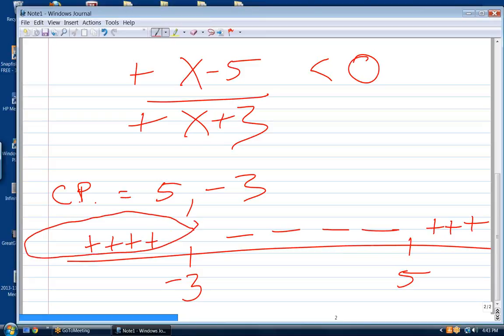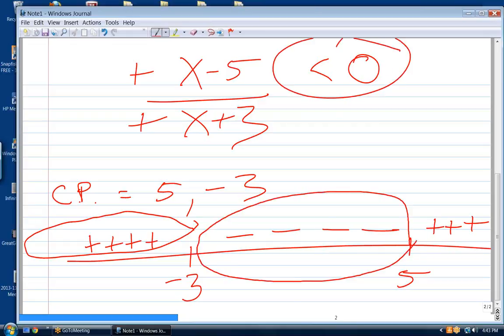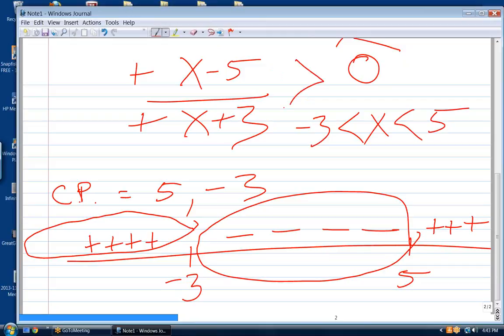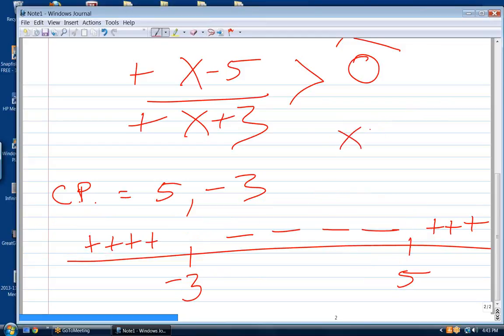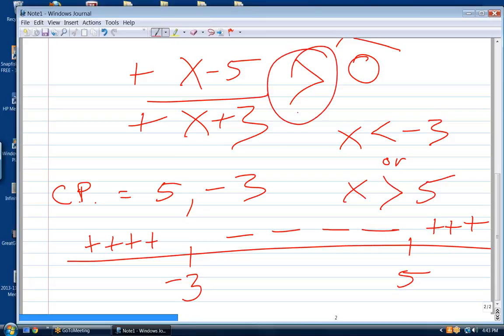Okay, so if I'm looking for everything that's less than 0, that's my result. x has to be greater than minus 3 and less than 5. If the question said greater than 0, well, now my answer is x has to be less than minus 3, or x has to be greater than 5, because we would be looking for pluses, not minuses.